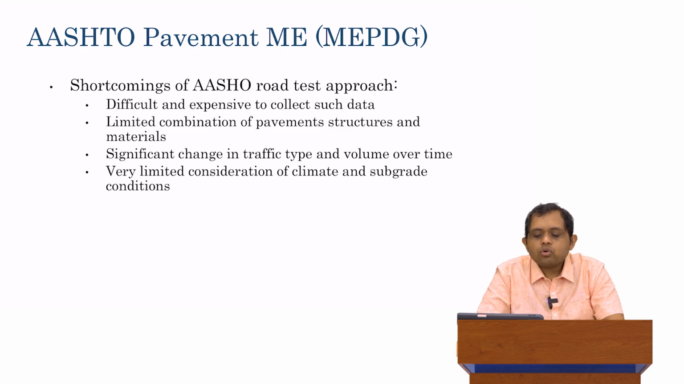Okay, so what was the need for doing this? As I showed you, in 1998 a very sophisticated empirical design code, the AASHTO 1998 design code, came up. What was the need for this new project and this completely new way of designing rigid pavements? For that, we have to think about some of the shortcomings of the approach of the AASHTO road test. That is, what are the shortcomings of a purely empirical method?